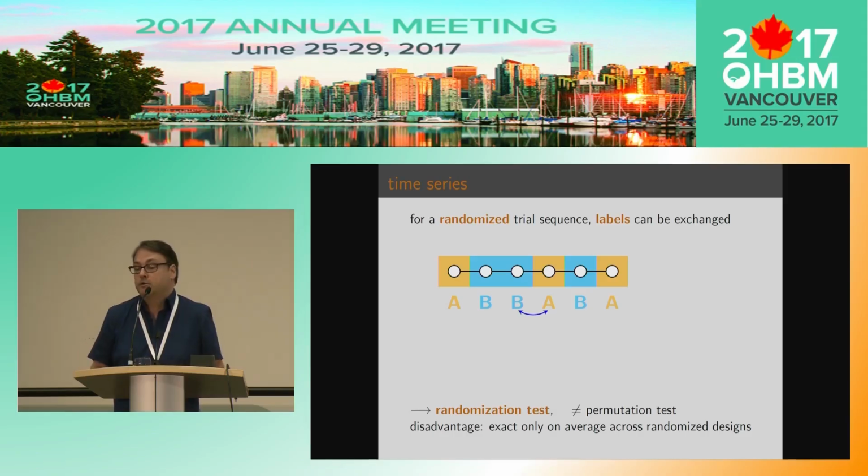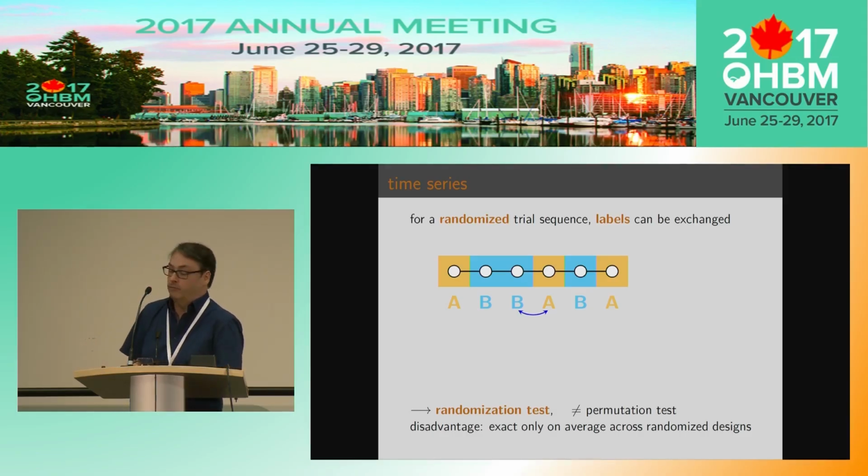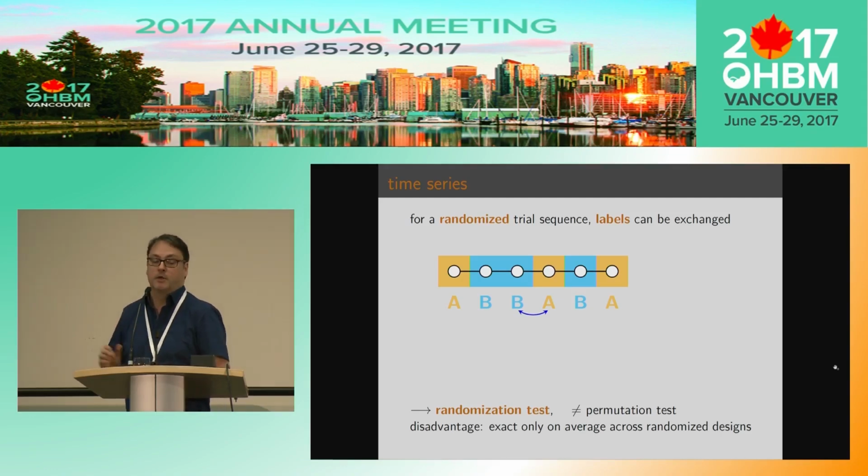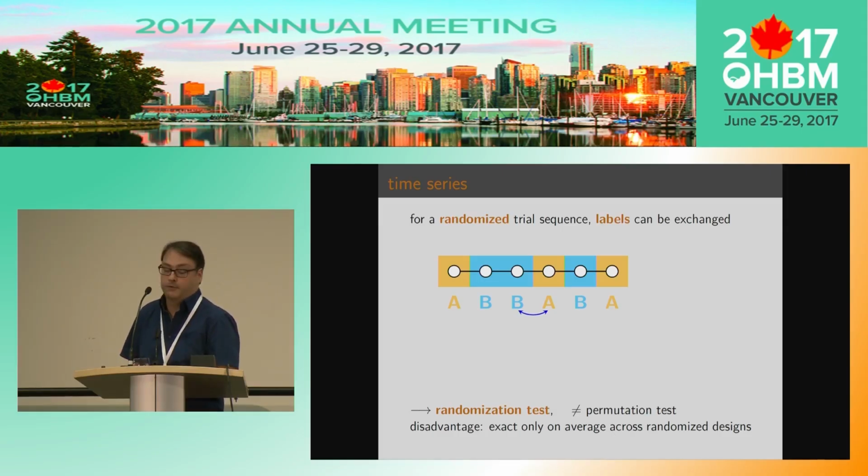But there's a disadvantage to this. Randomization tests are exact only on average across different designs. In some cases, it might not be so bad. Maybe you have a long sequence of trials, and if you re-randomize, you get another design, and you do the test, and maybe you are close to the error rate. But the theoretical guarantee for a randomization test to be exact only holds on average across different experiments.